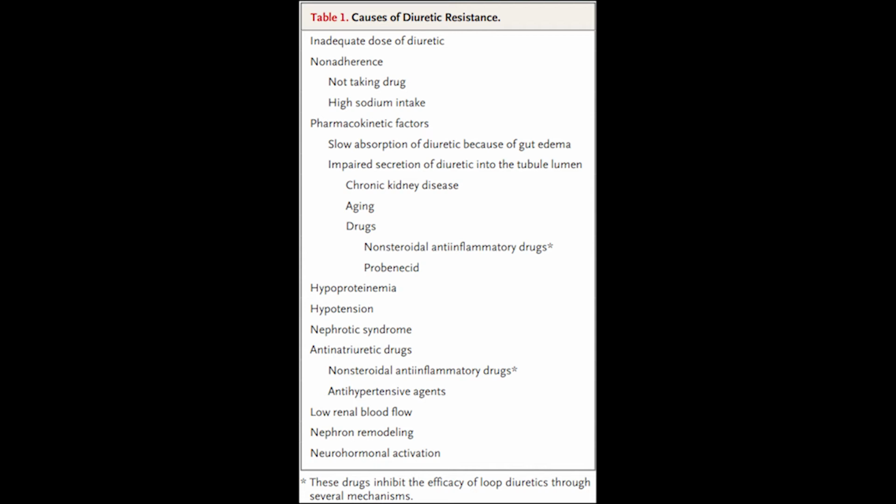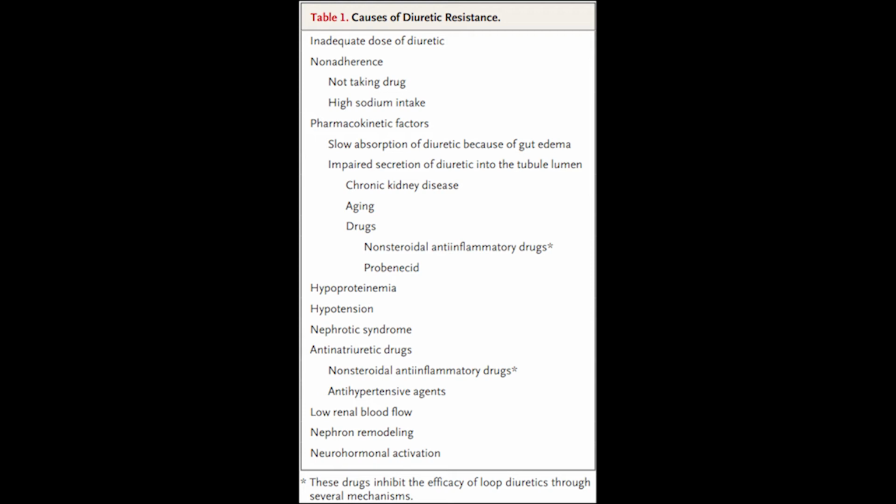In terms of NSAIDs and probenecid, those 2 medications compete for the anion or OAT receptors that we talked about, where Lasix is able to act as a ligand. And then the other one would be patients with low protein in the setting of malnutrition or nephrotic syndrome. If patients don't have protein like albumin, they don't have carriers to send their loop diuretic into the renal tubules. Also patients with low renal blood flow: the medication will not be able to go into the kidneys. And also nephron remodeling, as I discussed earlier.